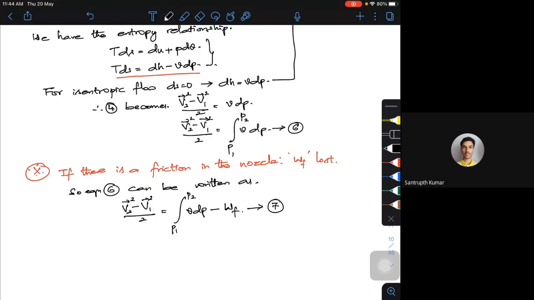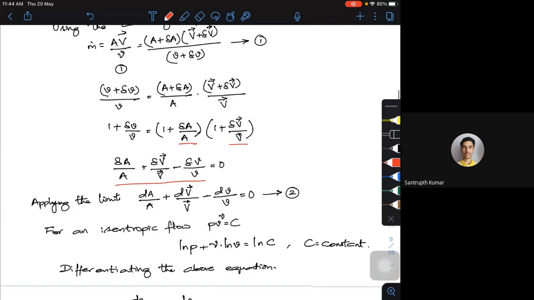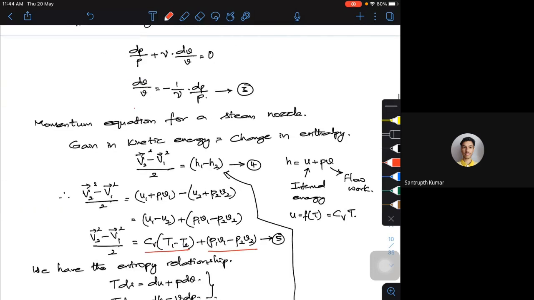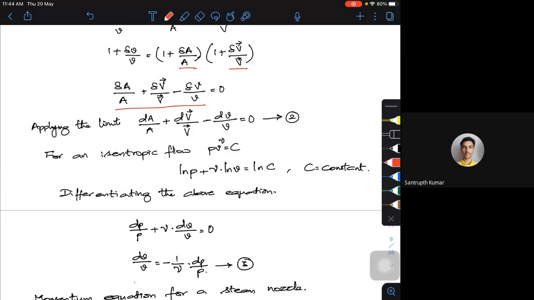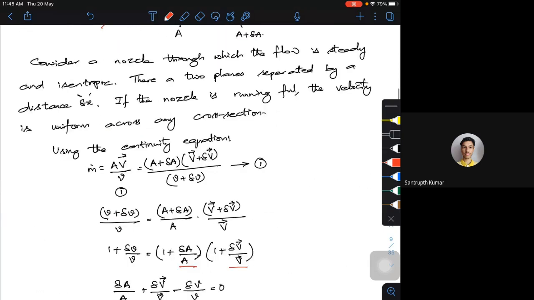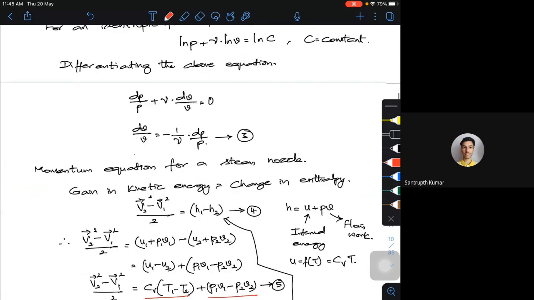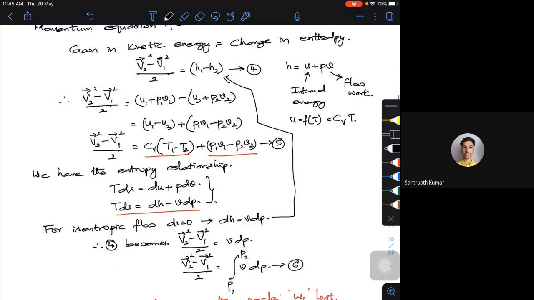Now, coming back to your original derivation, if I look at this expression, we have the change in velocity, equal to CP into, so from equation 3 we have dV by V is equal to minus 1 by gamma into dP by P. So now what is this actually?